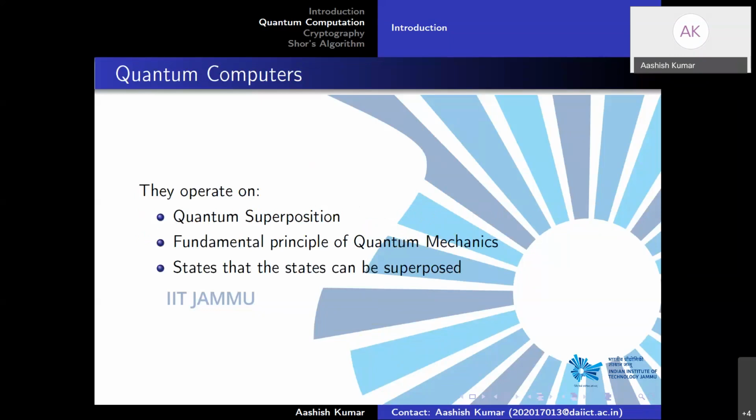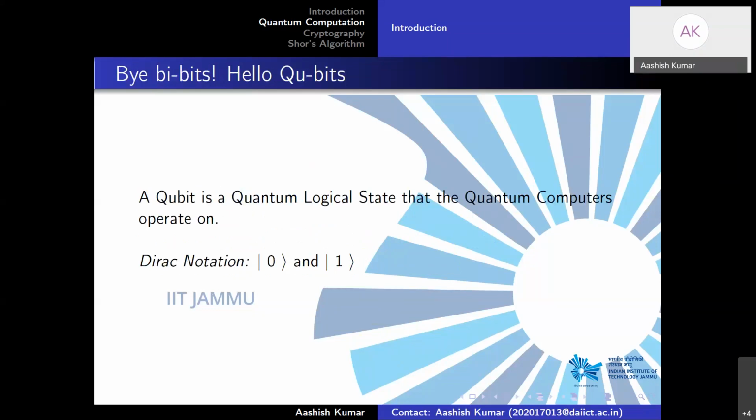They operate on the principle of quantum superposition and interference. And quantum superposition is actually the fundamental principle of quantum mechanics, and it states that the states of qubits can be superimposed. So what is a qubit? A qubit is a quantum logical state that quantum computers operate on, and it is represented in Dirac notation that you can see on the screen.